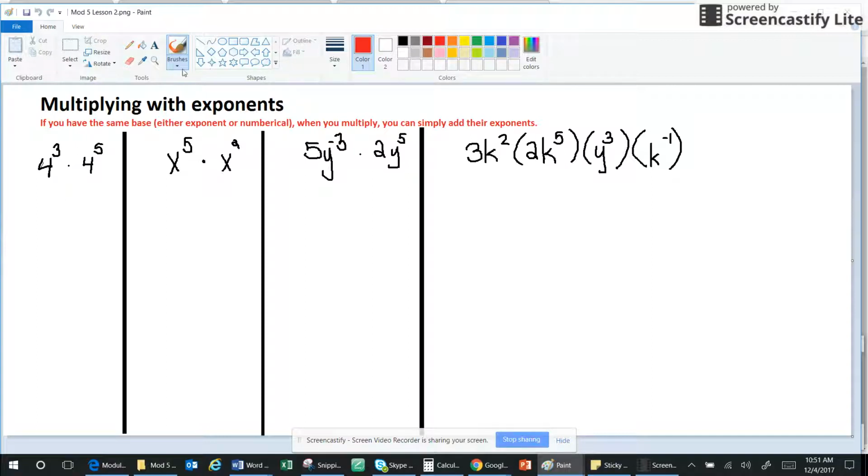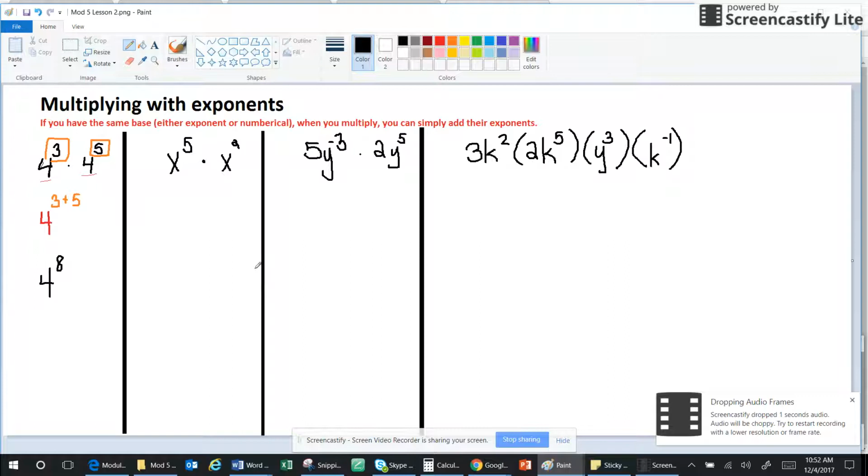Okay, so what we should be looking at here is that we have the same base. 4 is the same on both of those. So that means I can combine the exponents with multiplication by simply adding them. So the base is going to stay the same, and I see I have a power of 3 and a power of 5. So all I need to do is add those together, and I wind up with the final answer of 4 raised to the 8th power.